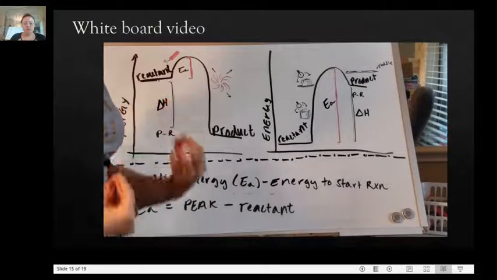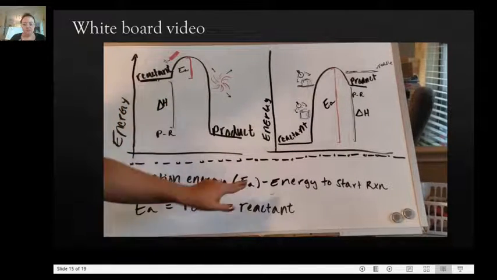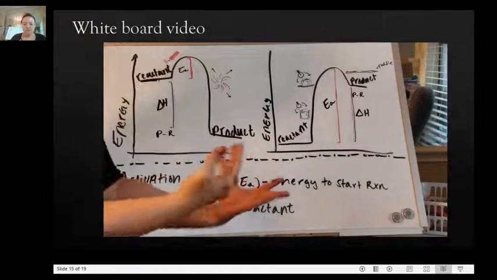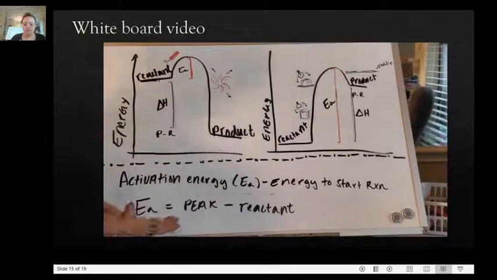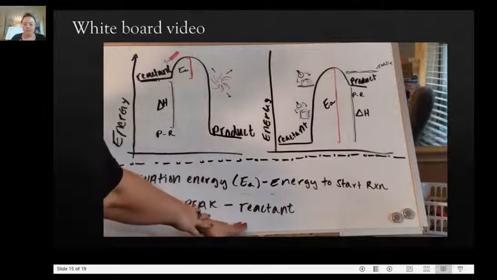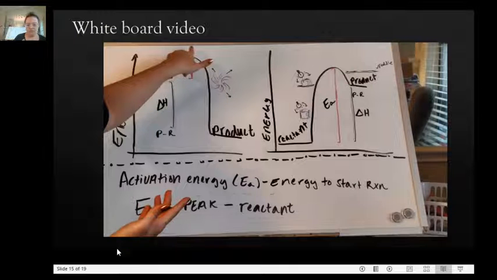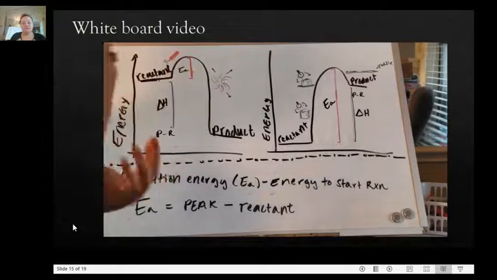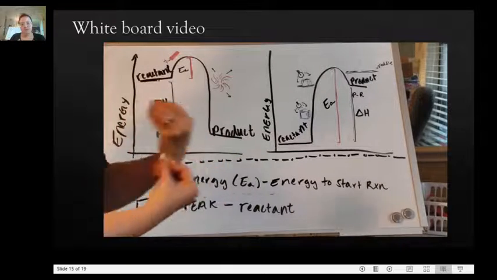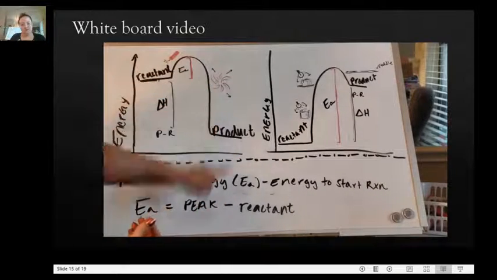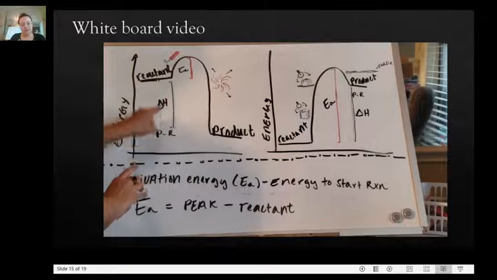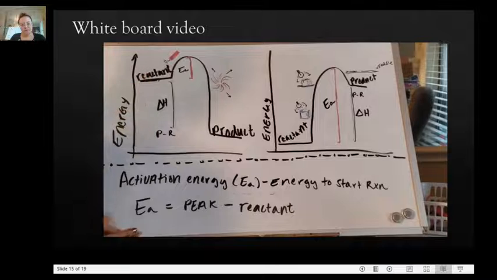So the last part of this graph that we need to talk about is the activation energy. That's how much energy we need to start the reaction. And we're going to solve for that by taking our peak energy minus the reactant, because at the peak, that means the reaction has already started. From reactant to peak is energy that we need to get started, to break bonds, to have molecules move around until they can start making bonds. So here we take this peak minus this reactant energy.